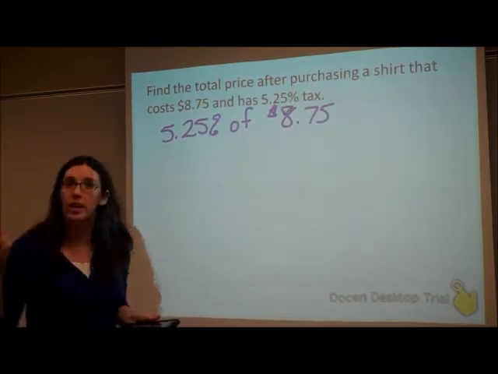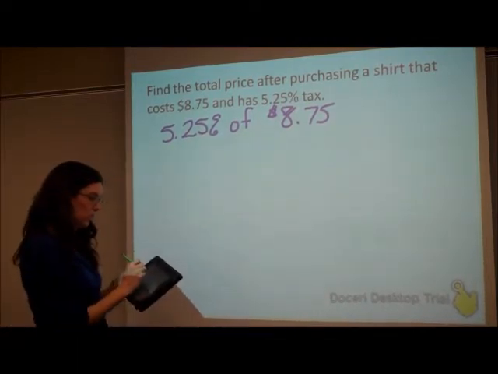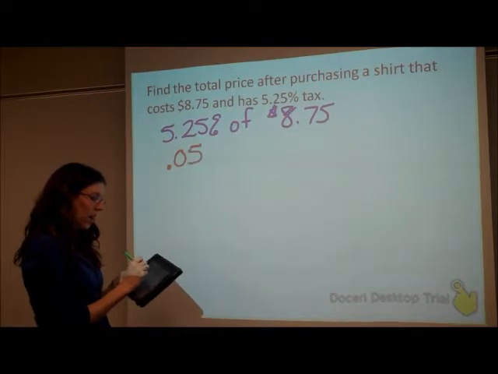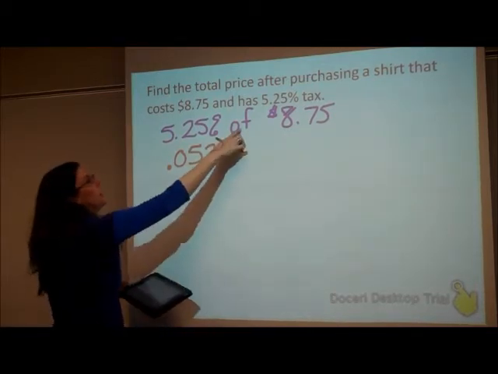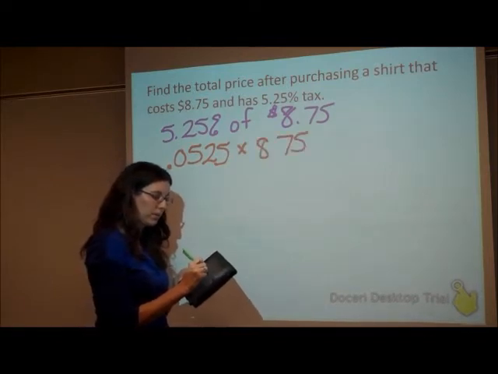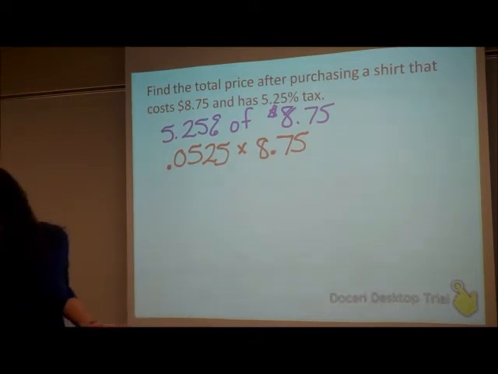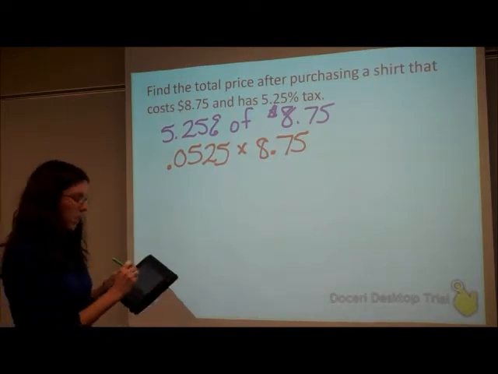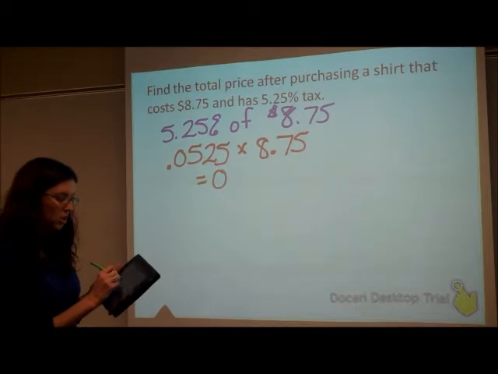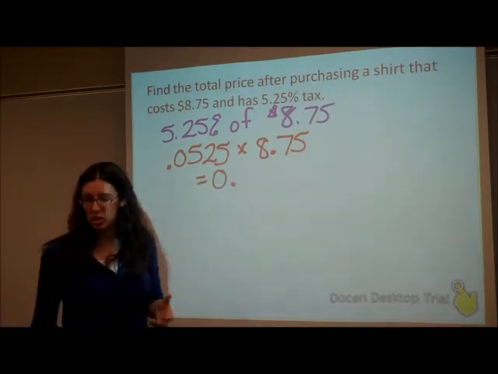So going back to finding a percent of a number, we need to change this percent to a decimal. So it'll be 0.0525 times 8.75. Okay? So just for our tax, I need to multiply that together. And that gives me a decimal. So since this is money, I need 2 decimal places. So I'm going to round to the nearest hundredth.